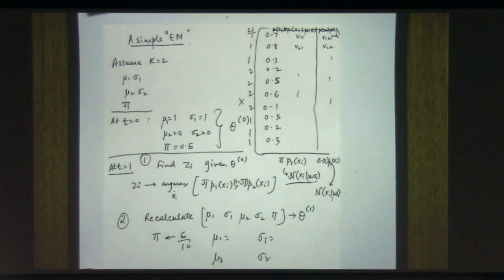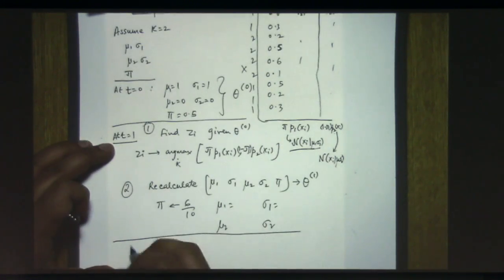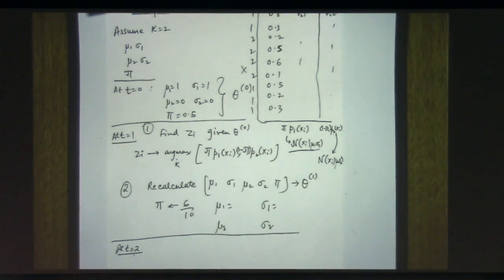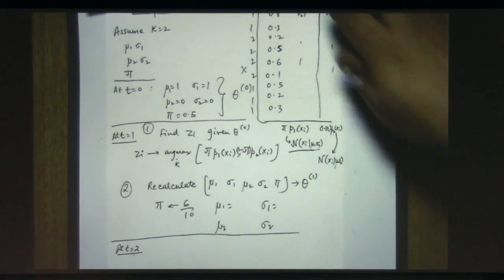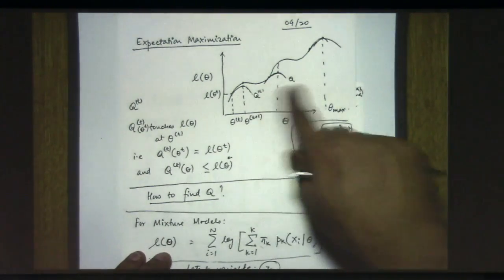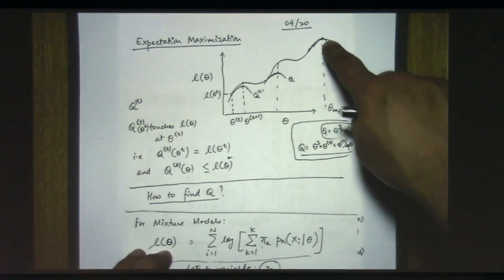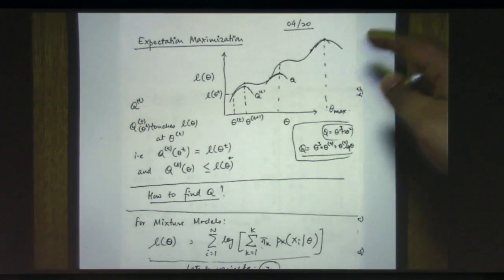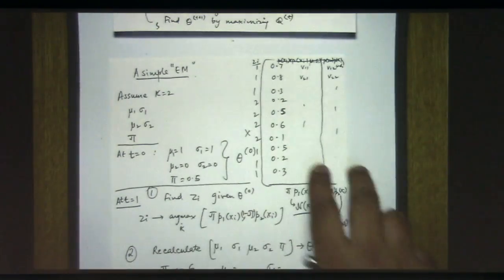And then you will go to t equal to 2. Then you will do the same thing. You will again recompute the zi's and then recompute the parameters. So this is sort of a simple EM. This is not exactly the objective we want, which means that this algorithm will not guarantee that you will reach the optimum, because it is not explicitly trying to optimize on that. It's trying to do a simpler approximation, right?